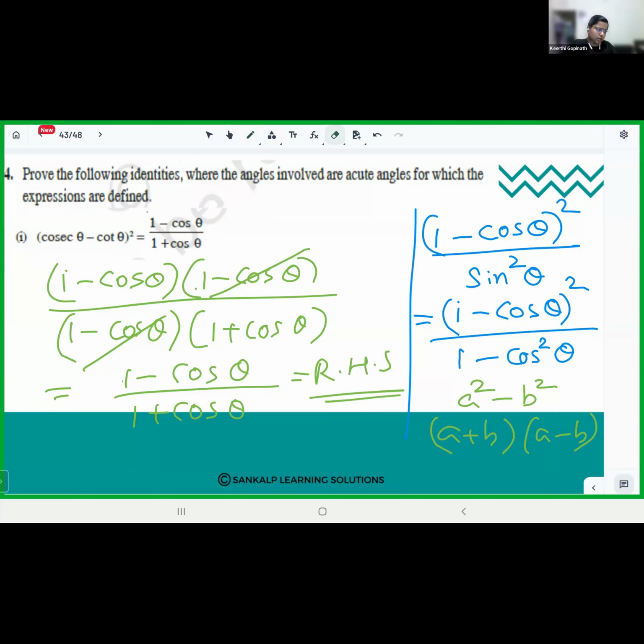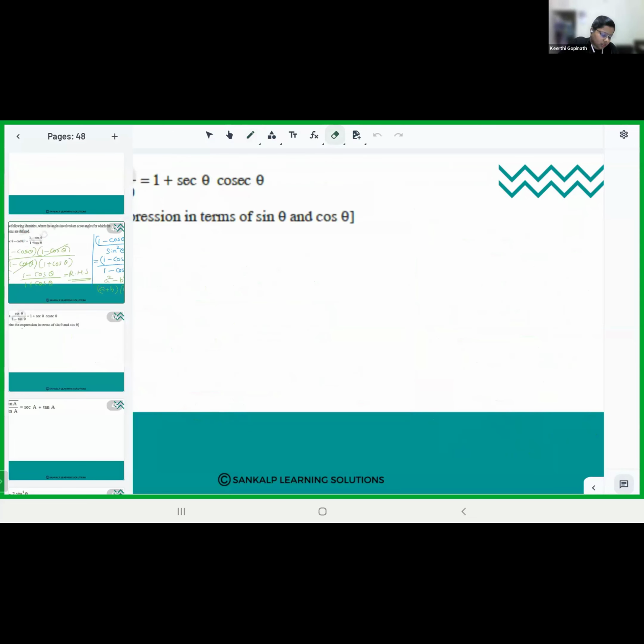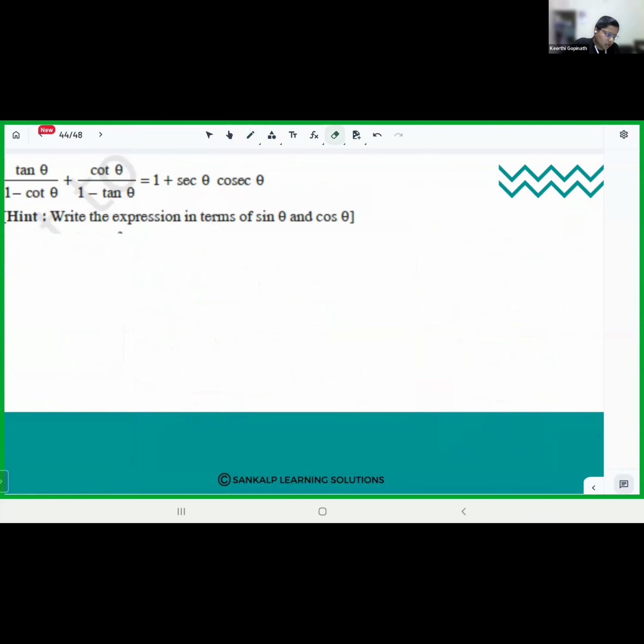Next one is tan theta by 1 minus cot theta plus cot theta by 1 minus tan theta is equal to 1 plus sec theta cosec theta. So this is the question. They have given a hint that write the expression in terms of sin theta and cos theta. That is, whatever be the expression in the question, you represent it in terms of sin theta and cos theta and then you solve it. So first of all, I'm considering the LHS.